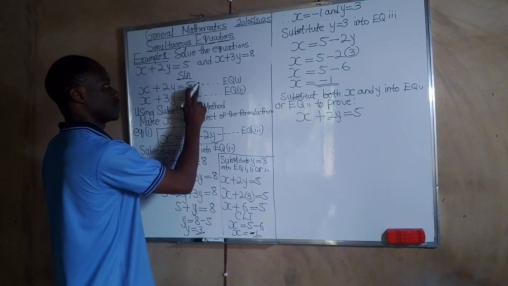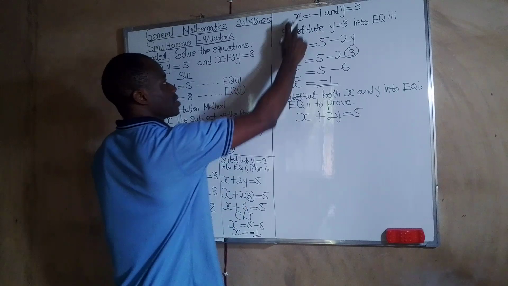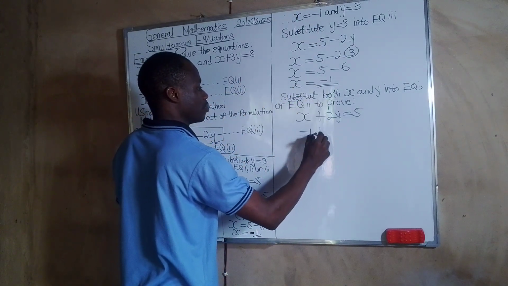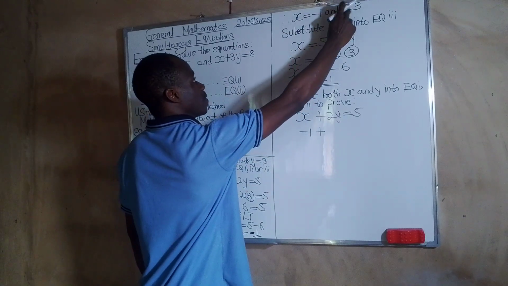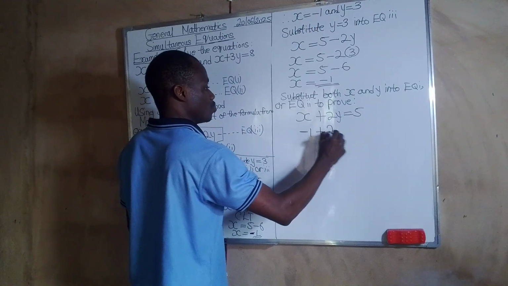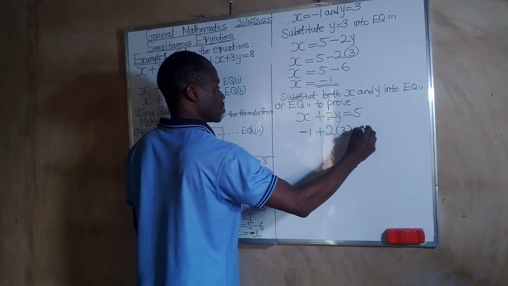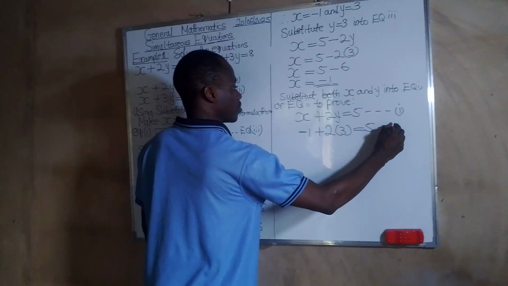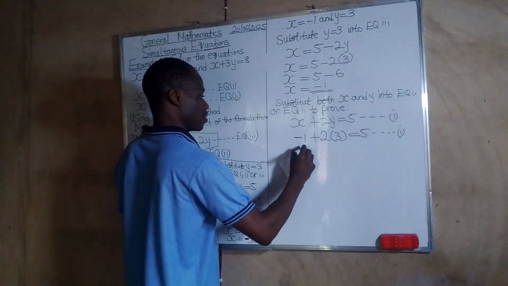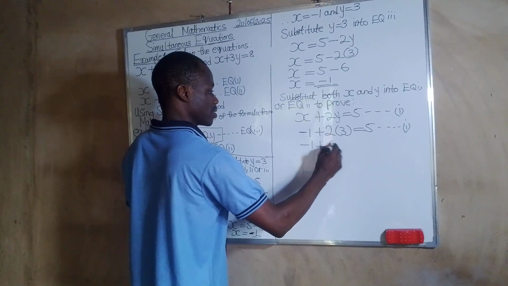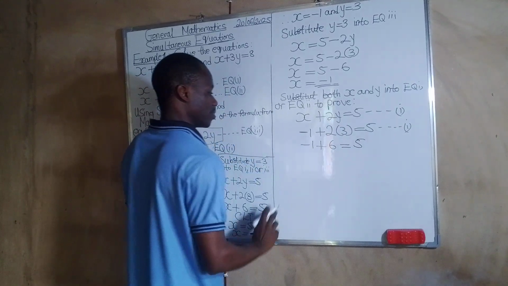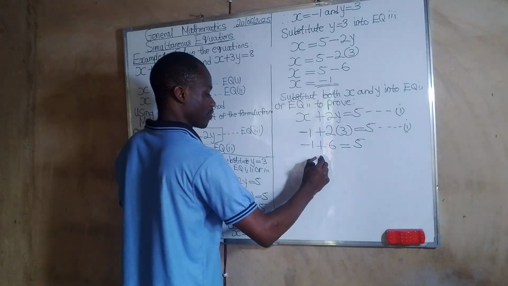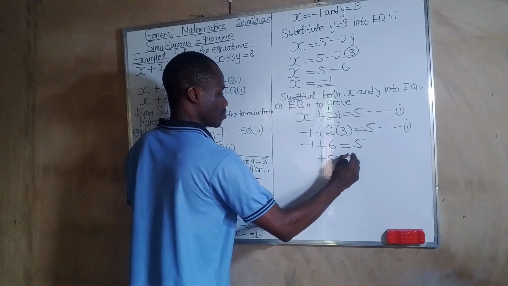So what was our initial x? X is minus 1. So wherever we see x, we put minus 1 plus, what is our y? Our y is 3. So we say 2 open bracket 3 is equal to 5. I remember that this is equation 1. So we say minus 1 plus 2 times 3 is 6 equals 5. So you are owing somebody 1 naira, use 6 to pay, it becomes 5. Positive 5 is equal to 5.